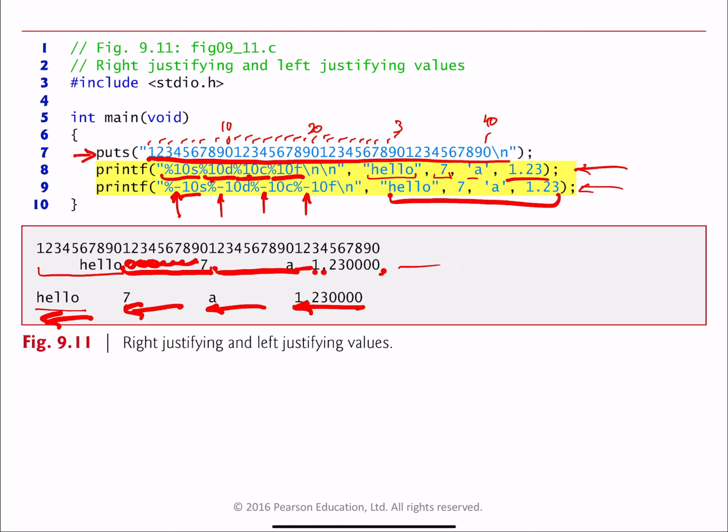So in this row over here, everything is right aligned. In this last row that I'm printing, everything is left aligned.